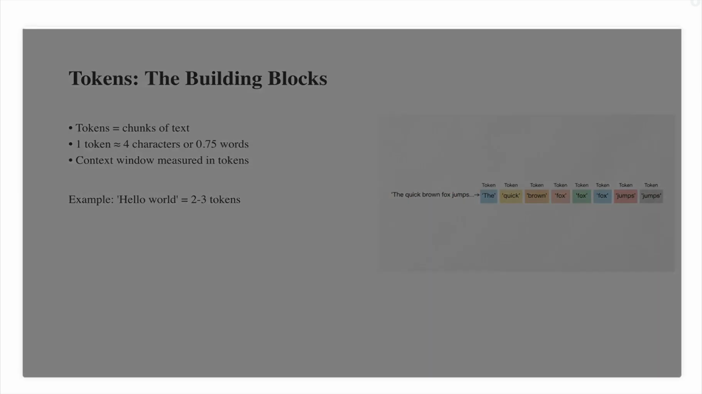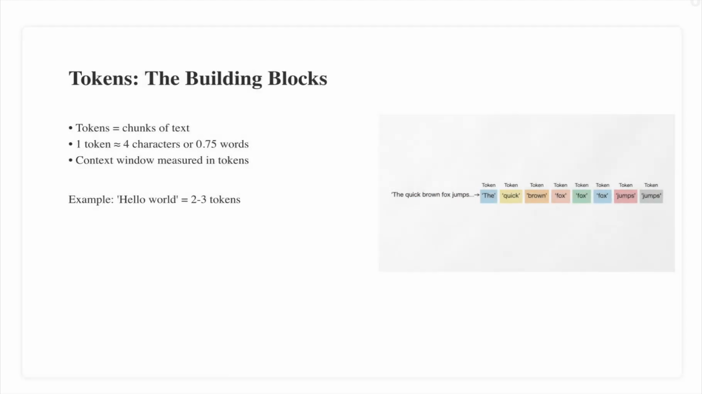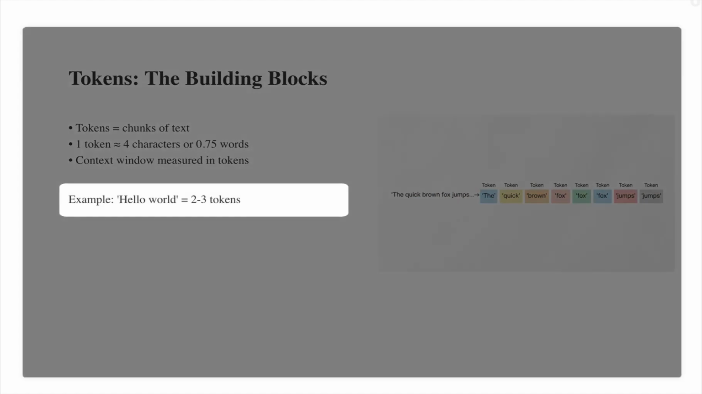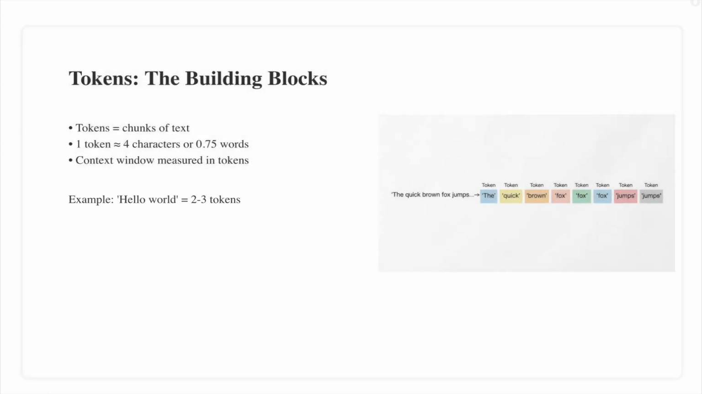As you can see here, the context window measures how many tokens the AI can handle at once, like a puzzle with a fixed number of pieces. For instance, hello world might be 2, 3 tokens. This shows how token count varies based on the text. Understanding tokens helps us grasp why context window size matters. It's all about how many of these building blocks the AI can work with at once.